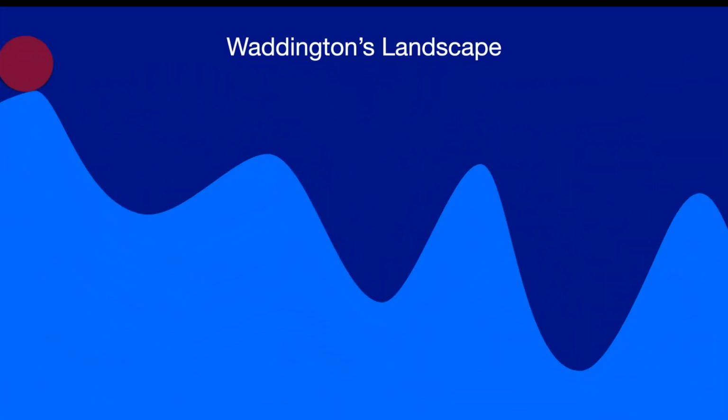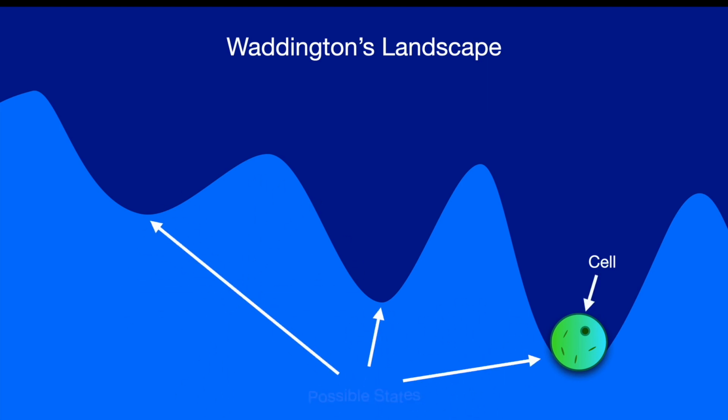This model also describes Waddington's landscape, a particularly intuitive analogy where we imagine marbles rolling down a hill. Each marble represents a cell, and each valley represents the possible states that the cell can take.